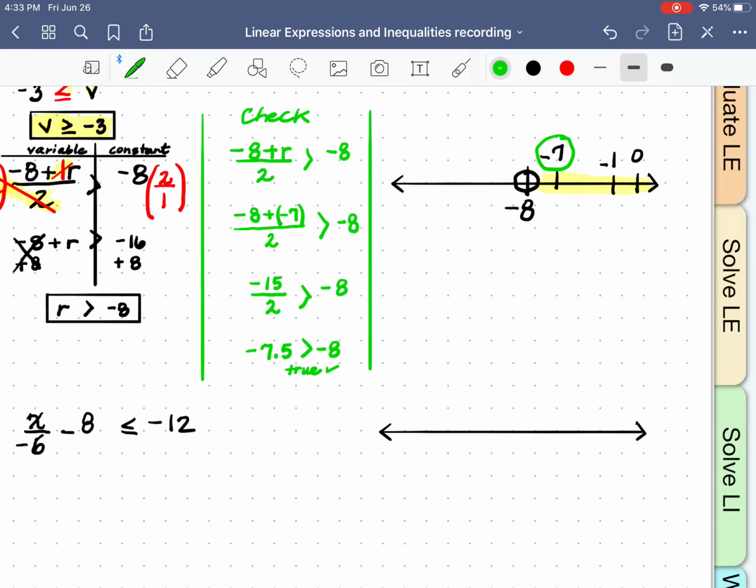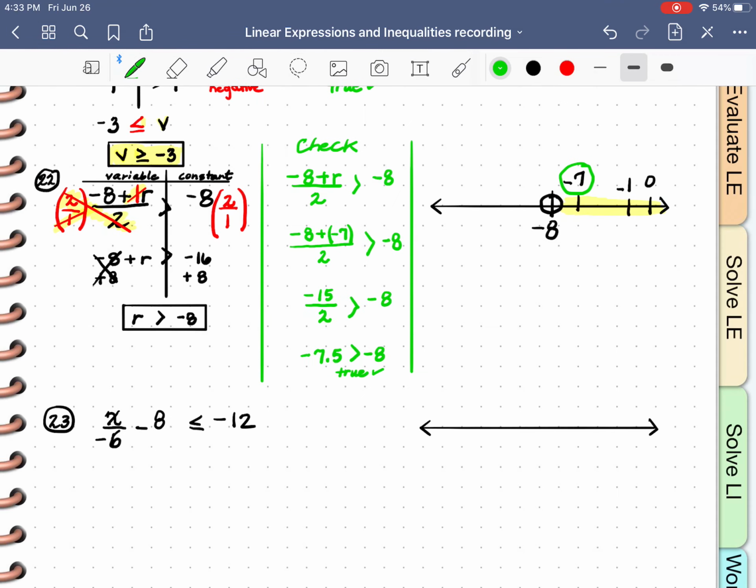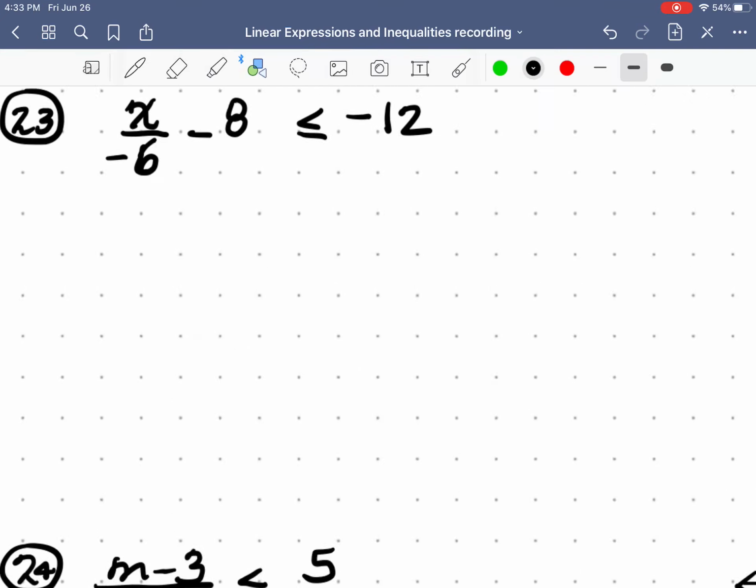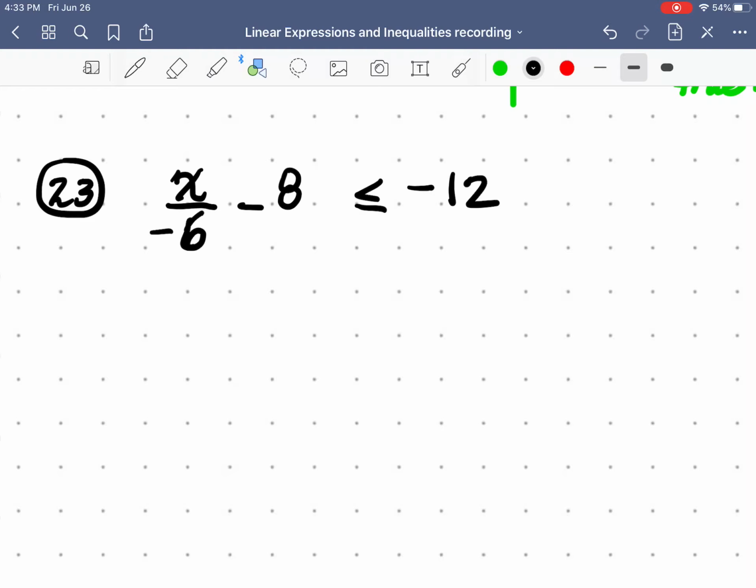Okay, I don't think the HiSET or any test will ask you to check. If you're able to solve and graph, you're in good shape. All right, number 23 has no parentheses. So let's go ahead and put in our solving frame. And I'm also going to put a 1 with that x because we'll need him in just a minute.